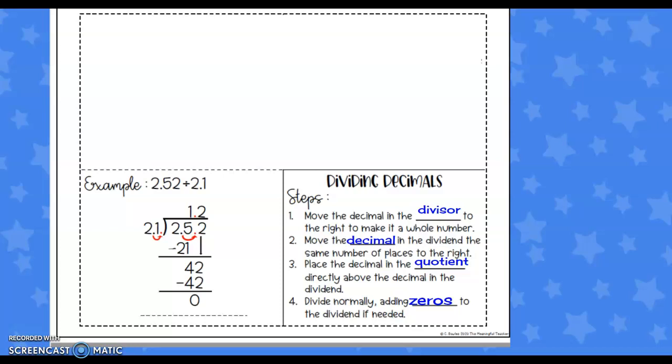We know that 2 and 52/100ths divided by 2 and 1/10 is going to give us 1.2 or 1 and 2/10. Remember to place the decimal directly above the decimal in the dividend.